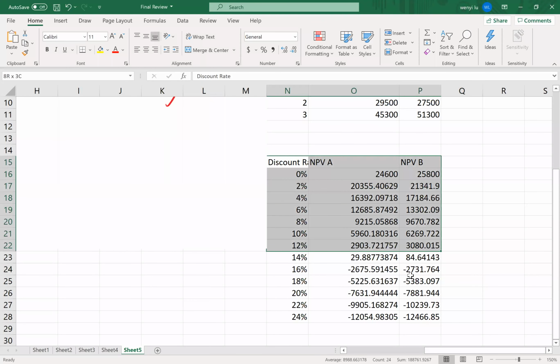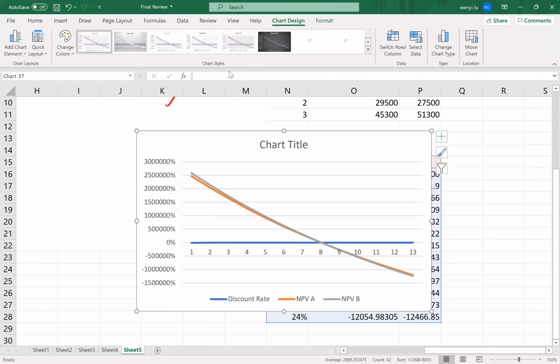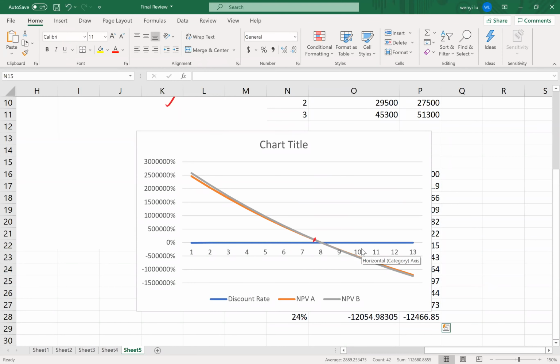Before we solve this one, we can show some chart by inserting a curve for these two lines. You see, they will actually intersect at this point. Before this point, B is better, but after this point, A is better. And so these questions ask you to solve this crossover point. How to solve this crossover point?